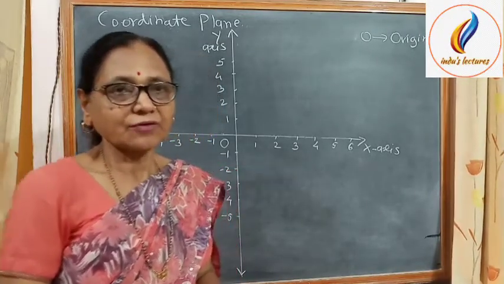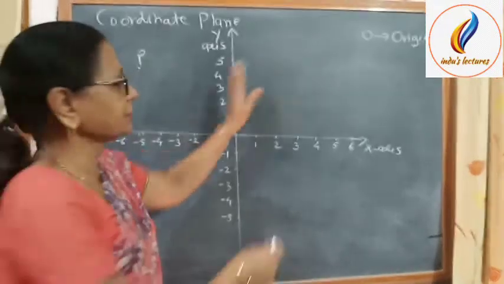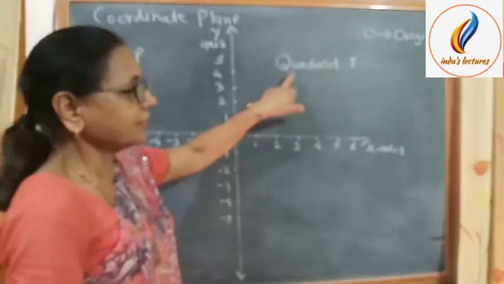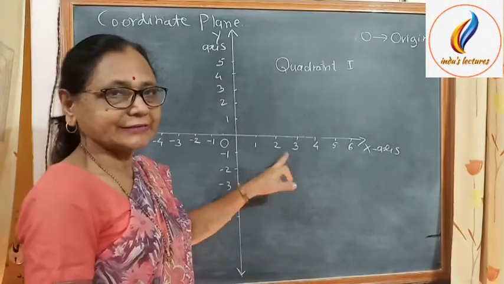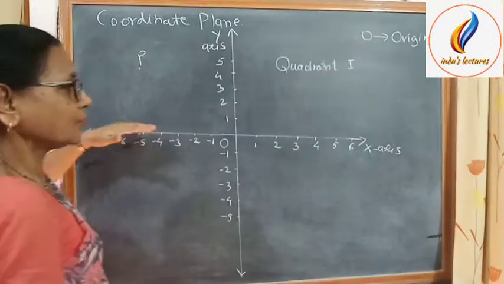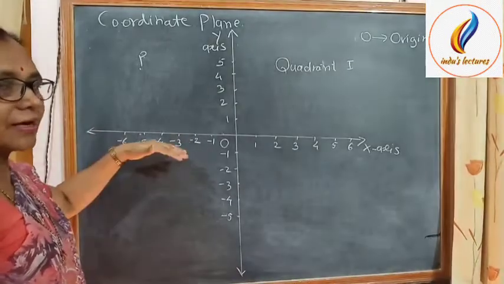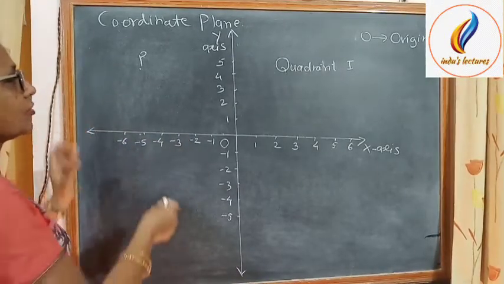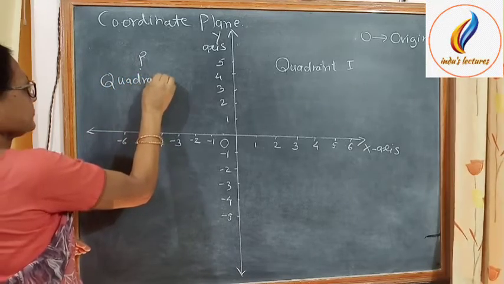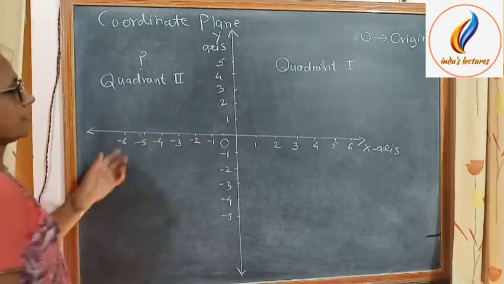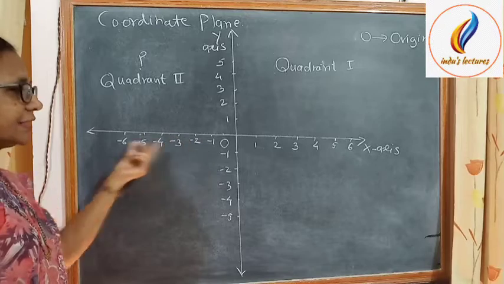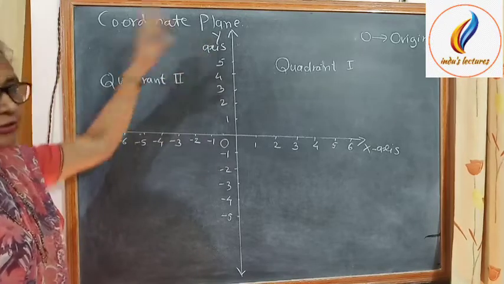Now consider quadrant 1, denoted by quadrant first. In this quadrant, both the x-axis and y-axis have positive values. Now the upper left region in the plane is called quadrant second. And in this quadrant, the x-axis has negative values and the y-axis has positive values.